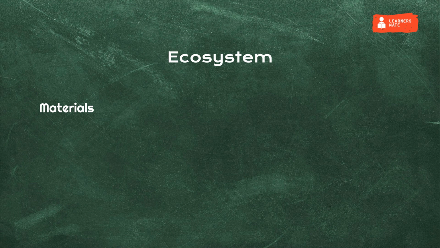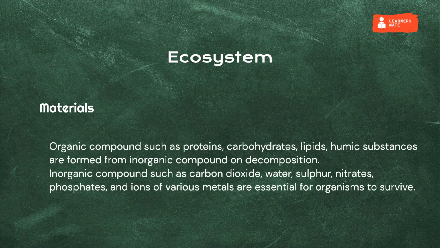Materials. Organic compounds such as protein, carbohydrate, lipid, and humic substances are formed from inorganic compounds on decomposition. Inorganic compounds such as carbon dioxide, water, sulfur, nitrates, phosphate, and ions of various metals are essential for organisms to survive.